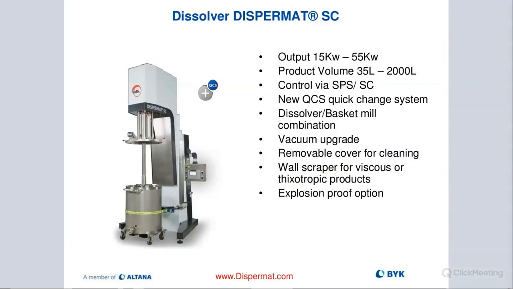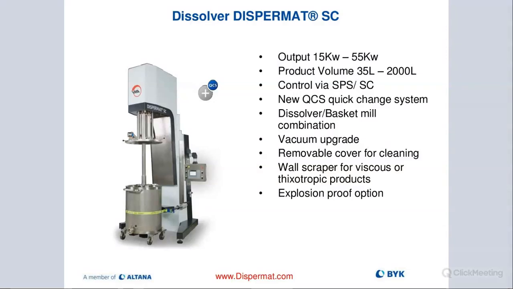We also have a vacuum option. Some people, like I said earlier, want to remove all the air. The air bubbles can be a hindrance to an optimized dispersion process. We have a removable cover for easy cleaning, easy access. There is the ability to purchase a wall scraper, even for the production unit, that has its own motor to ensure that the container walls are always perfectly clean.